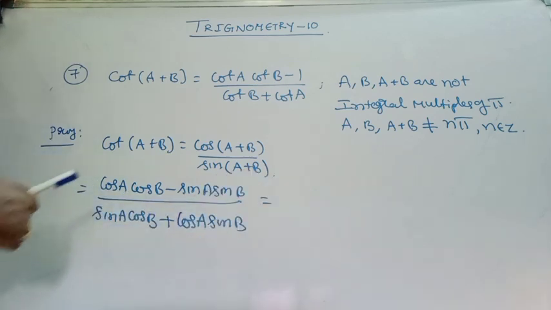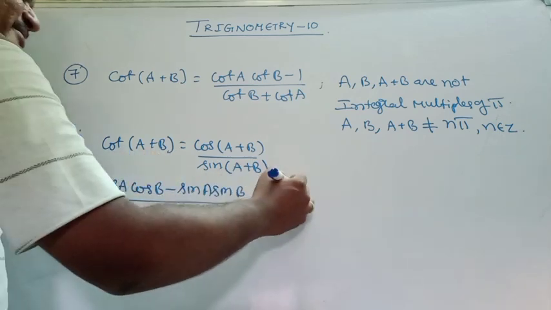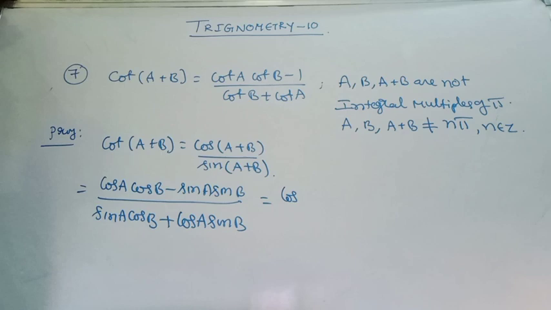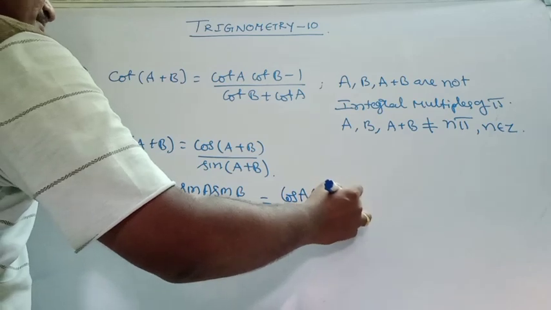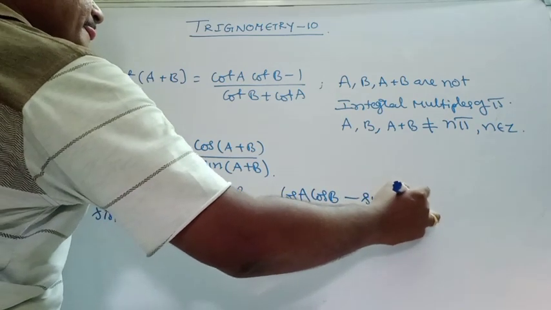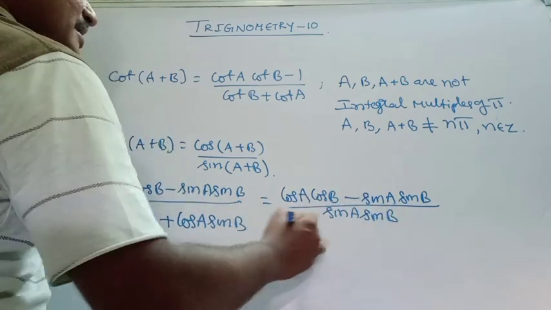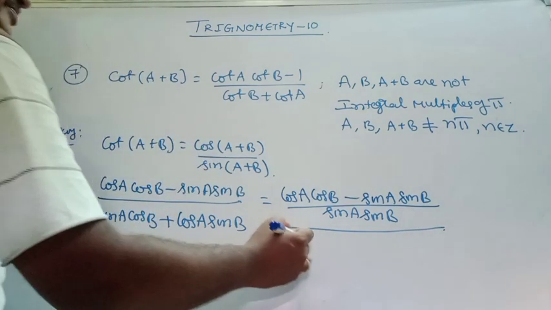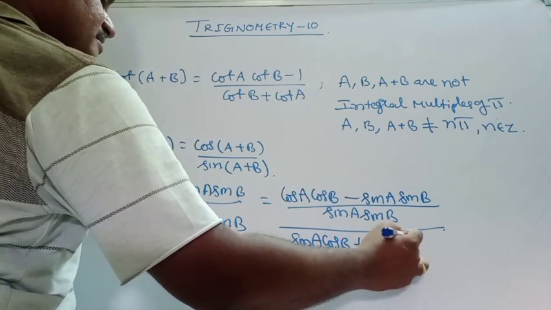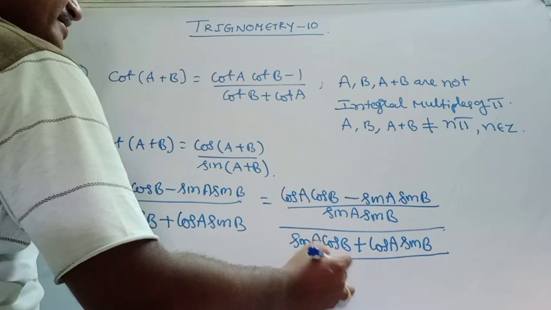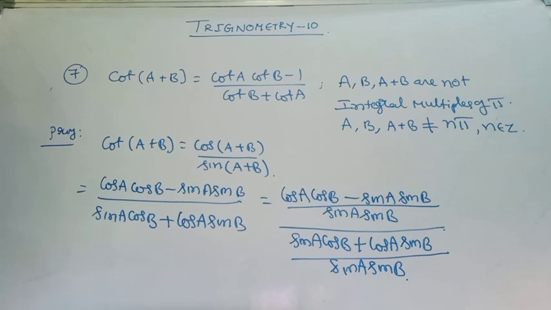Now what you do is you divide numerator and denominator by sin A sin B. This is what you see here. You are dividing cos A cos B minus sin A sin B by sin A sin B, and the denominator sin A cos B plus cos A sin B, whole thing divided by sin A sin B. This is what we did here.